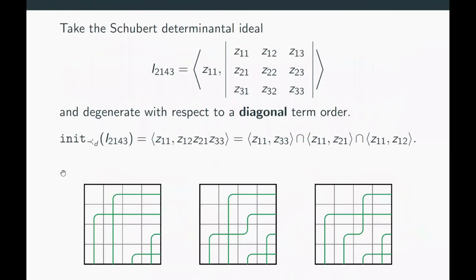Let's see, for the sake of time, I'm going to skip to this example, 2143. So this is the first non-vexillary permutation. And you'll notice that if we now degenerate with respect to a diagonal term order, we see, bumpless pipe dream by bumpless pipe dream, a connection with the primes that we're intersecting here. It looks just like the anti-diagonal degeneration in terms of this combinatorics corresponding to primes.